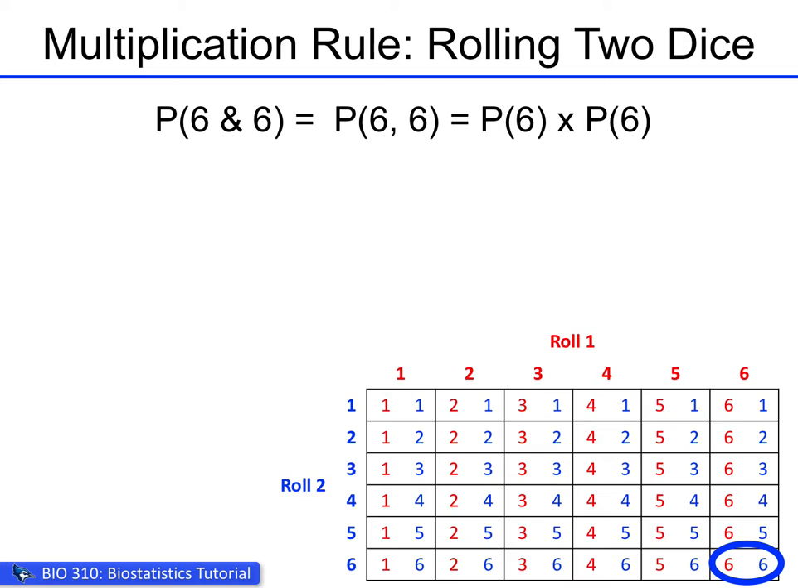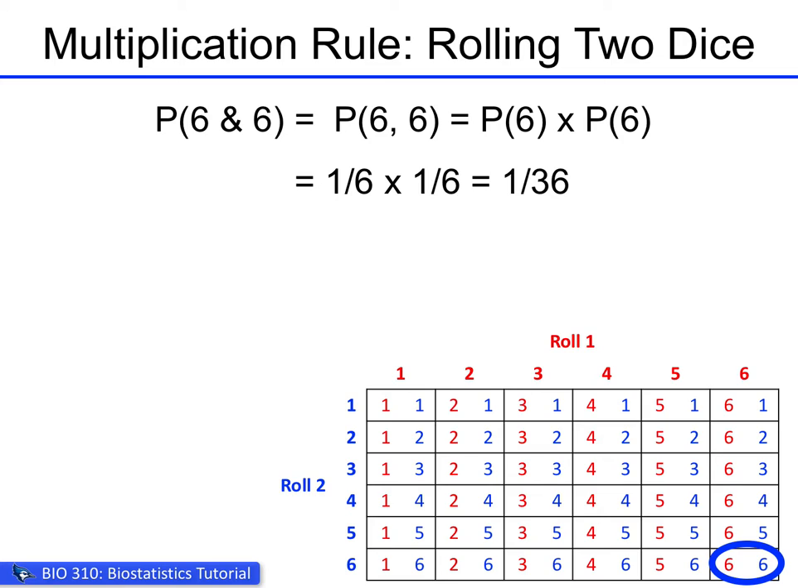So we multiply out the odds of getting the first 6 and the odds of getting the second 6. So this P(6, 6) is just another way of writing P(6 and 6). Okay. And to get this, again, we're going to multiply the probability of getting a 6 times the probability of getting a 6 on the second die. And these are independent of each other.